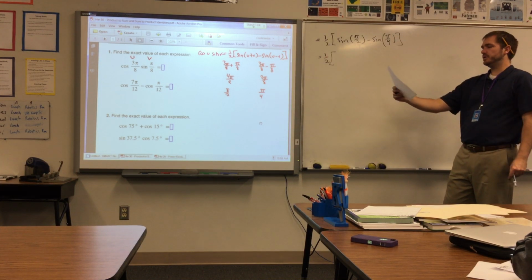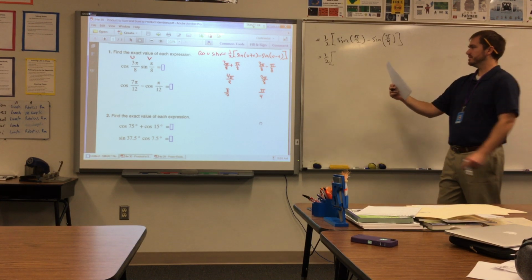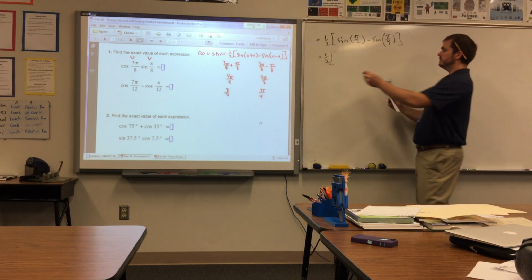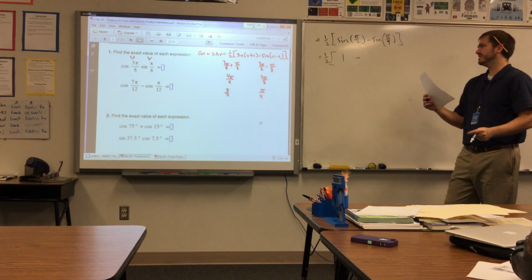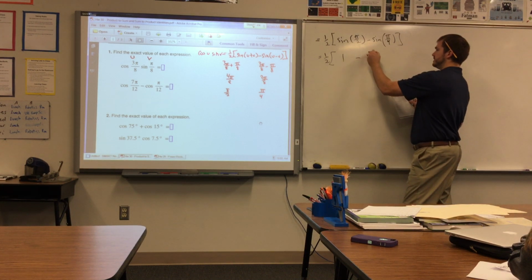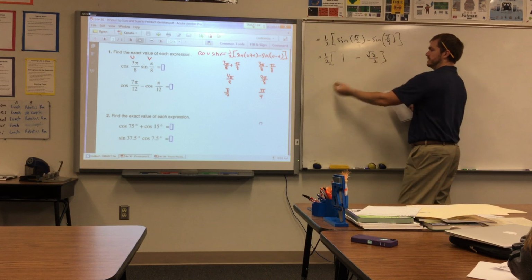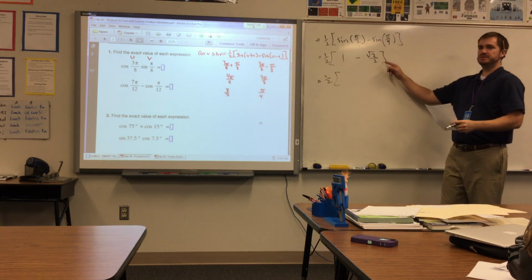Let's look at a formula chart. Sine of pi over 2, anybody? So we go to pi over 2. Look at the 1, because it's the y's, right, Andrew? Yes. And sine of pi over 4? It's root 2 over 2. Alright, so I have 1 minus root 2 over 2.